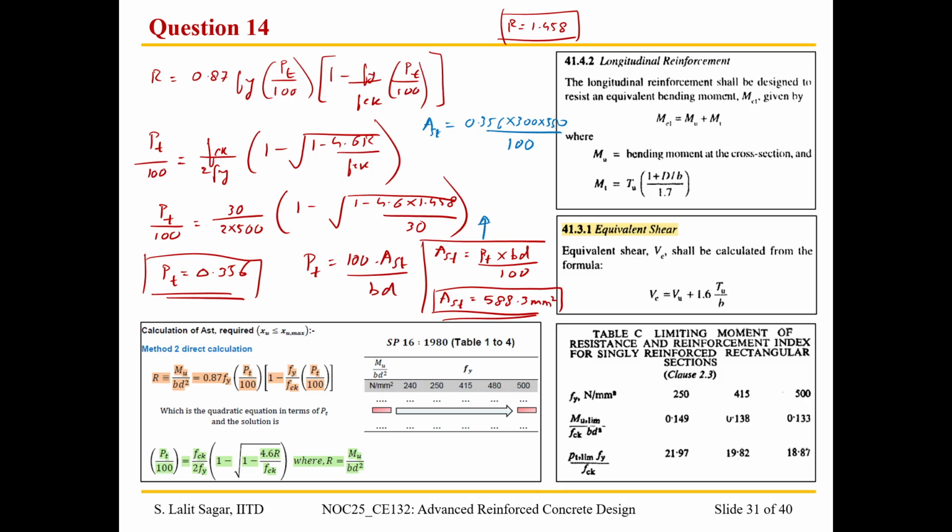I hope that you're able to get this answer. Or actually, there is an alternative way also. There is a shortcut method using SP16 that we can discuss later on. But first we'll make sure that we are getting this answer. 1 minus 4.6 into 1.458 divided by 30, the root of the same.